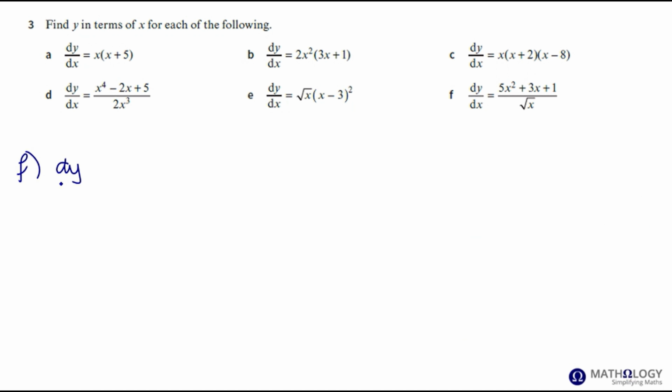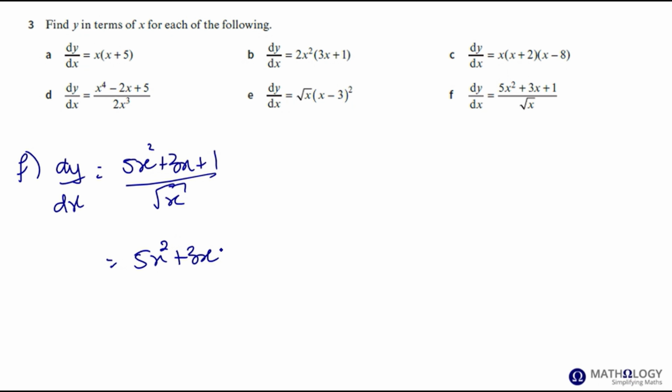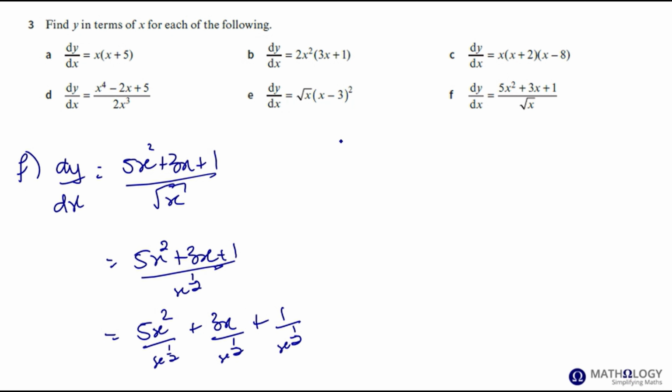If dy/dx equals 5x squared plus 3x plus 1 over root x. Again, we've got to get this into a form that we can integrate. So first we're going to write the root x as a power. So we have 5x squared plus 3x plus 1 over x to the half. Then we divide each of the terms in the numerator by the denominator. So 5x squared over x to the half plus 3x over x to the half plus 1 over x to the half. And we need to put this into a form we can integrate.